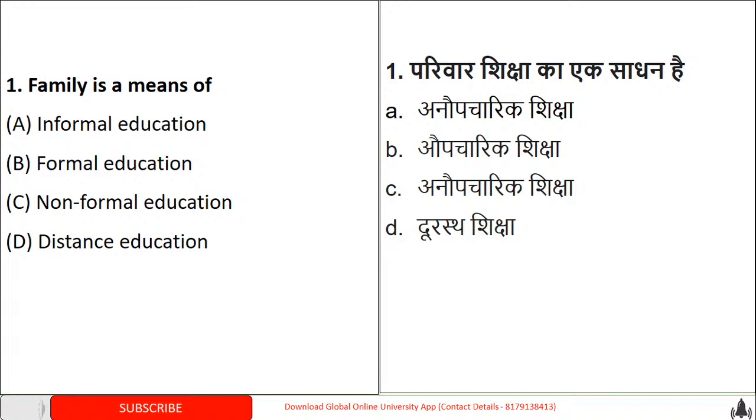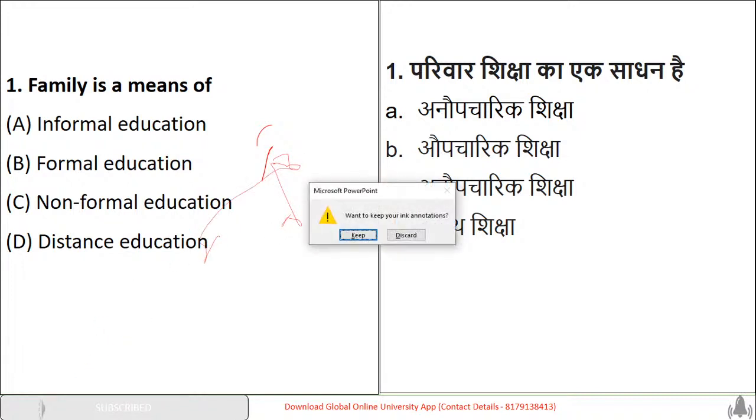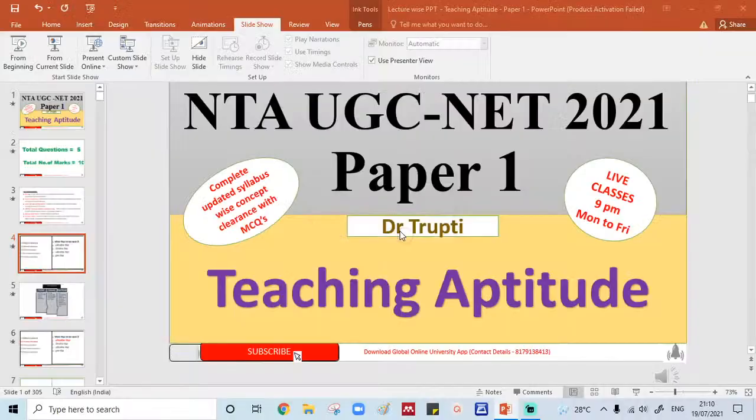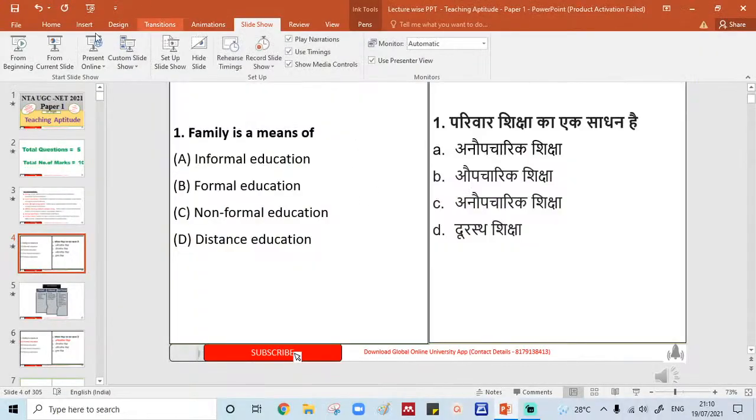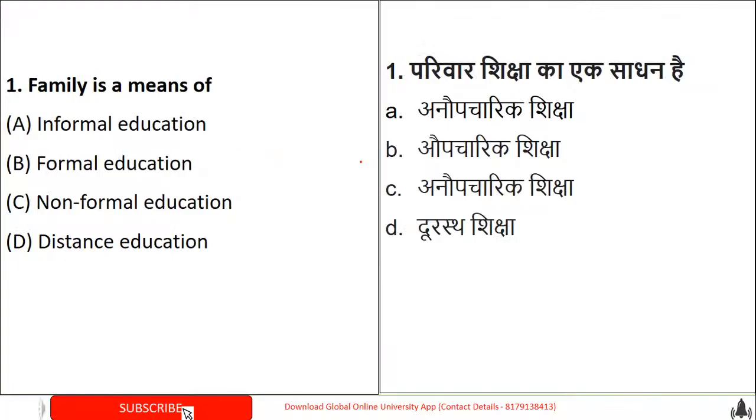Okay, so I've started getting answers. Vaishnavi, very good. Family is a means of what? Now this question is basically from the topic called forms of education. So if you know forms of education, you will be able to answer this question correctly.